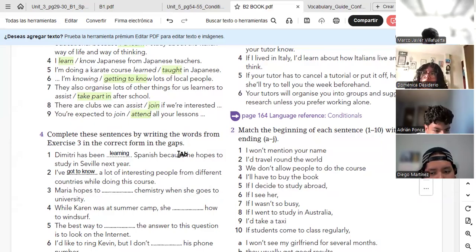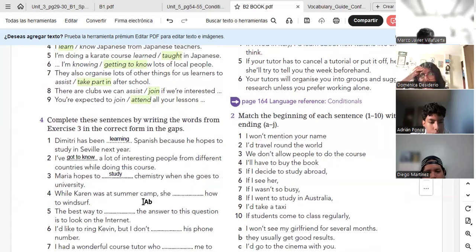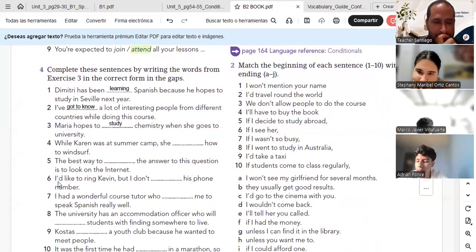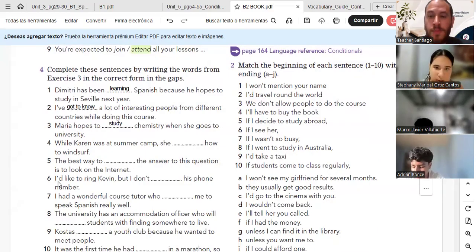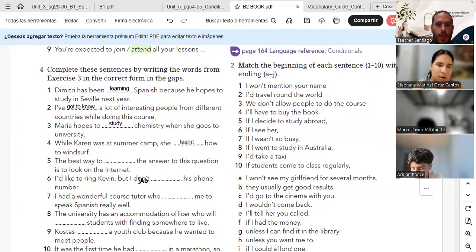Adrian, number 3. Maria hopes to study chemistry when she goes to university. Oh, great, guys. You're on fire. Marco, number 4. While Karen was at summer camp, she learned how to windsurf.